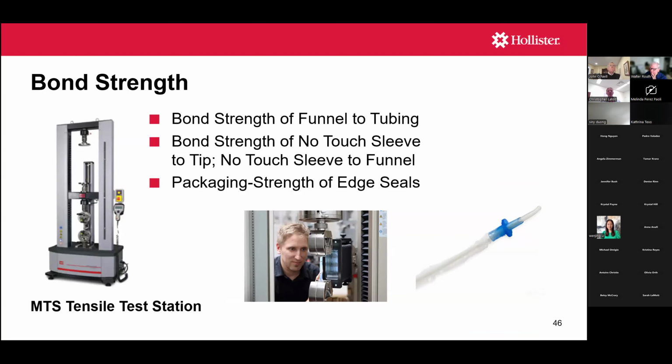Bond strength. So I mentioned a lot of these different bonds that we have, of that no-touch sleeve to the tip, sleeve to the funnel. So these are just done by using a tensile test machine. You may have heard of Instron. You may be familiar with Instron. We have a different vendor. So MTS is the equipment that we use to look at these types of bond strengths.